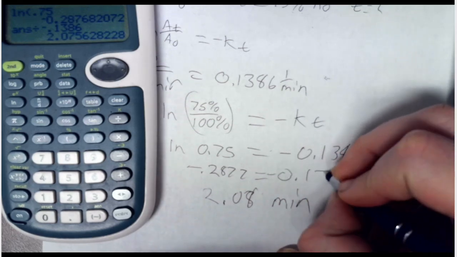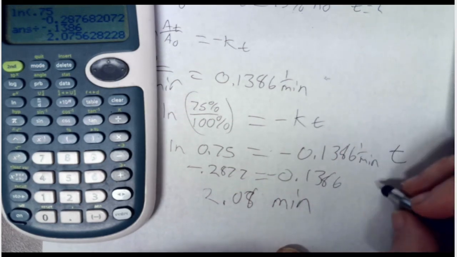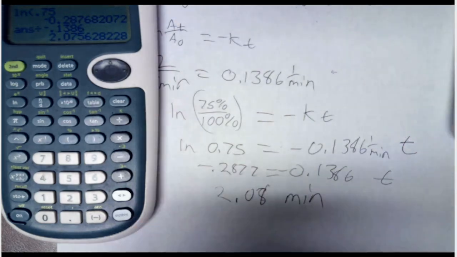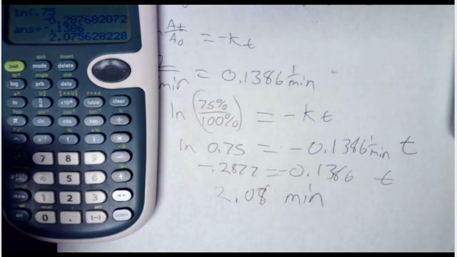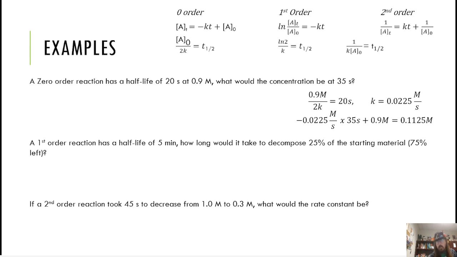That should also make sense because if half-life is 5 minutes and it slows down as it proceeds, well, how long would it take to get a quarter life? And the quarter life would definitely be less than half of the half-life. So the first 2 minutes or so, it's going faster, and then the last 3 minutes, it's slowing down.